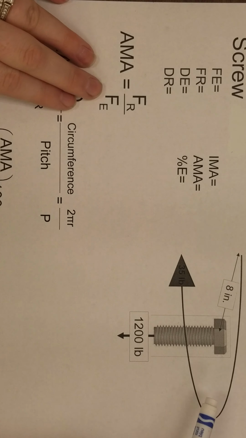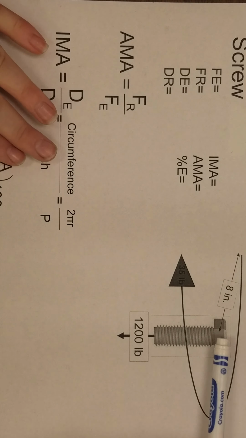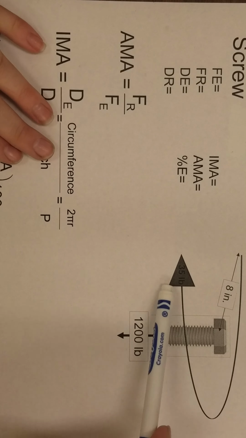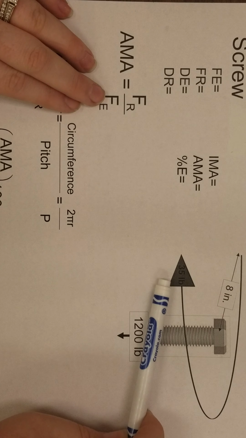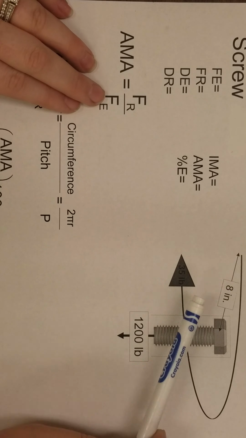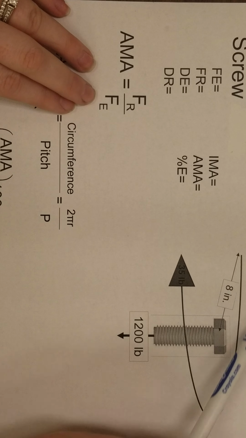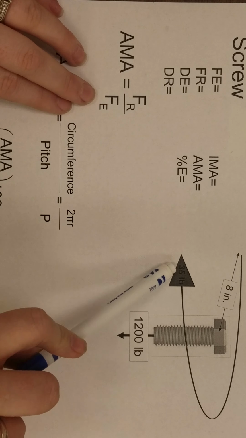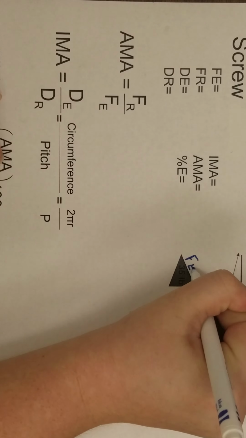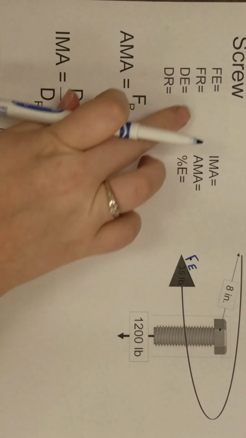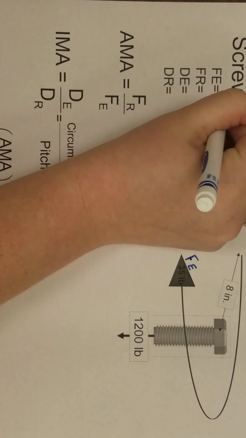So what we're going to do is we're going to believe that we're using a wrench to turn this bolt clockwise. So if I'm turning the wrench clockwise, then my effort force is going to be going in a clockwise direction of 35 pounds. So this is a force that is my effort. So my FE, recording it over here, is 35 pounds.